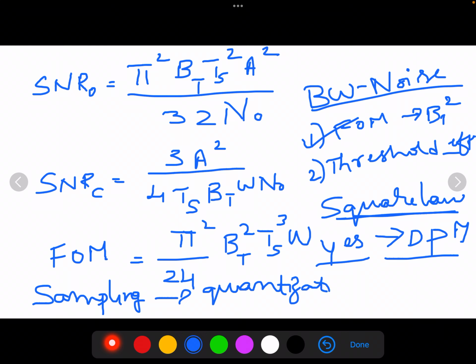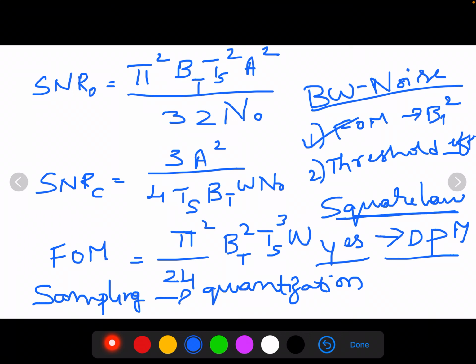Quantization. The sampling process takes care of the discrete time representation of the message signal for its proper application, but we have to follow the sampling theorem as well. The quantization process takes care of the discrete amplitude representation of the message signal. Quantization is a new process. I'll explain it in the upcoming videos.